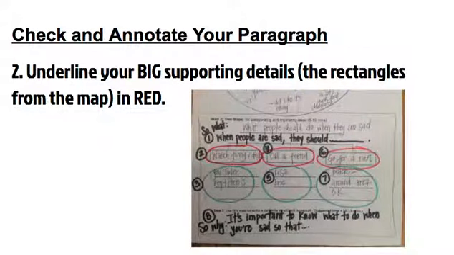So step number 2 is to underline your big supporting details. And if you used a tree map, they're from the rectangles on the tree map right here. These 3 details, underline those in red, and they should not be right next to each other, because in between you'll have explanations, and those we're going to underline in green.